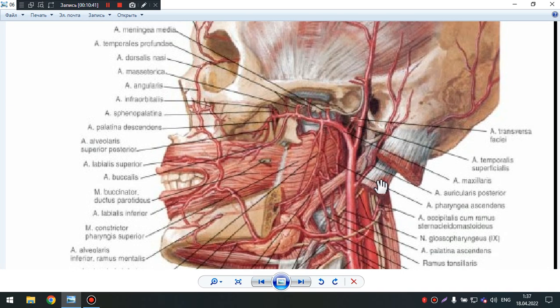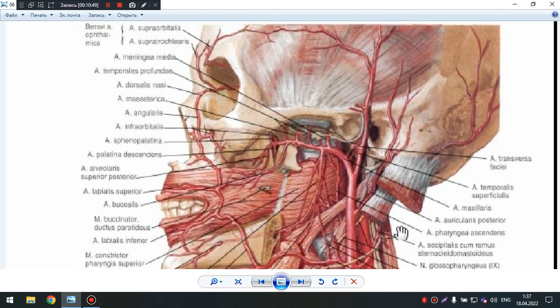Posterior branches. The posterior group of branches originates from the posterior half part of the external carotid artery. There are three branches: occipital artery, arteria occipitalis; posterior auricular artery, arteria auricularis posterior; and sternocleidomastoid artery.